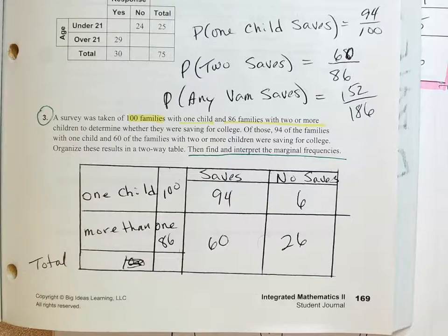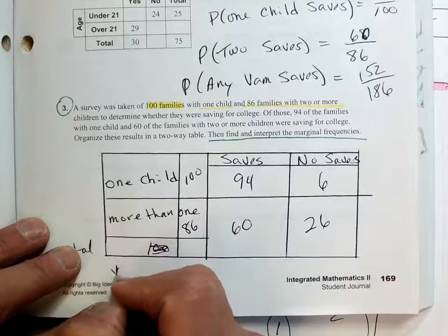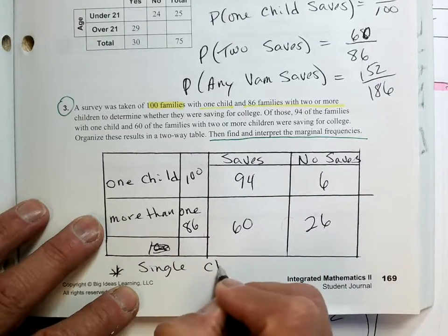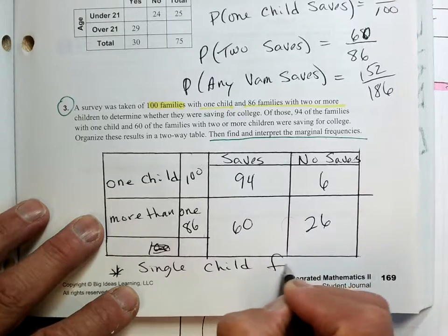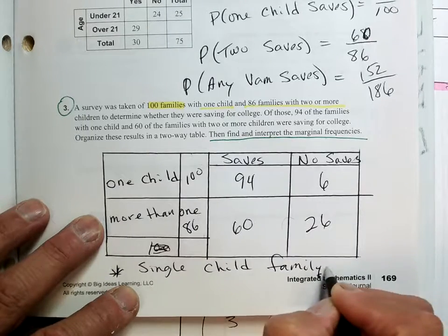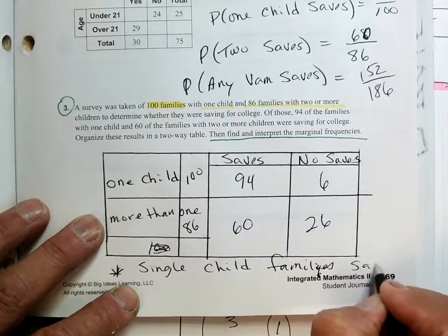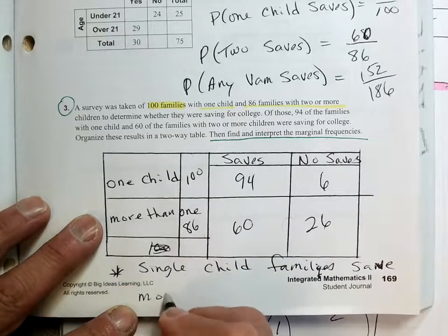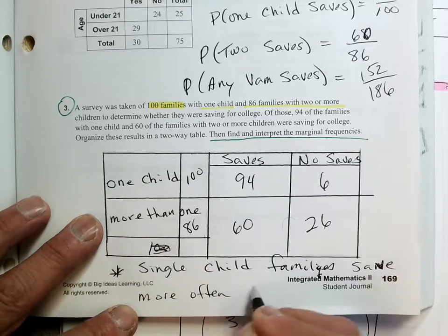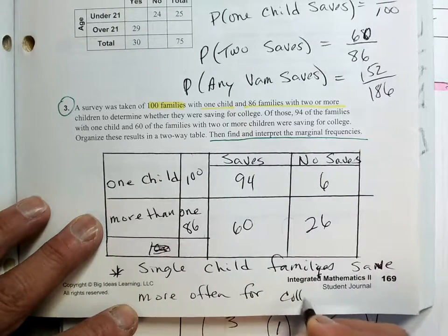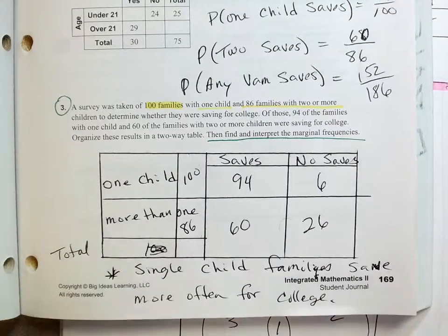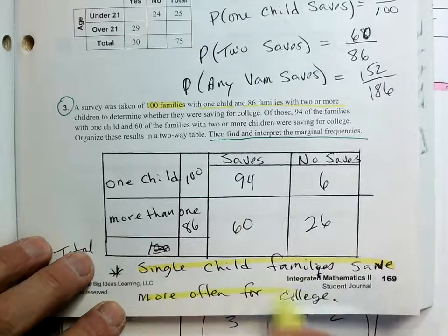Let's write this down. So our conclusion is single child families save more often for college. Okay? That would be my conclusion. I agree. Single child families save more often for college.